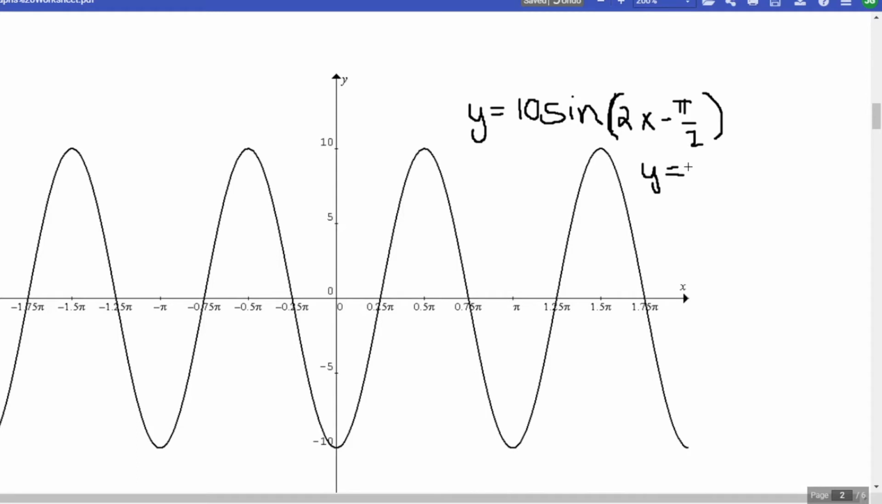Y equals 10 times the sine of 2(x minus pi over 4). Okay, so we have factored out the 2 from both 2x and negative pi over 2, and that gives us x minus pi over 4. This number right here, this value, this is called the phase shift. Okay, now the phase shift is the amount that it has been translated left or right.